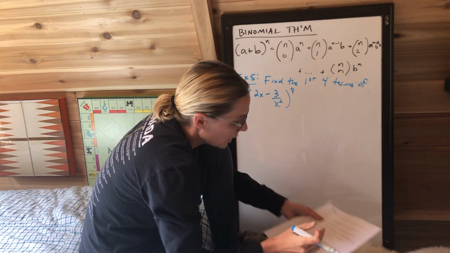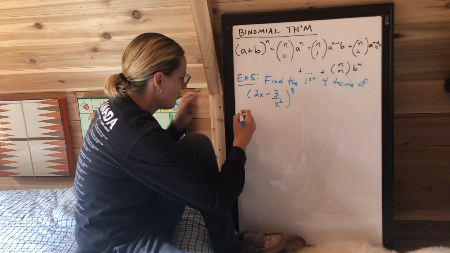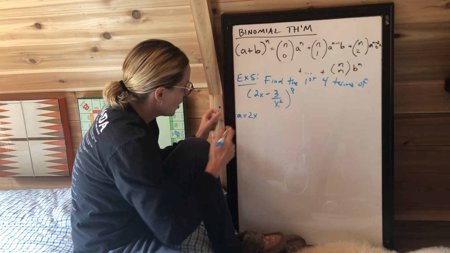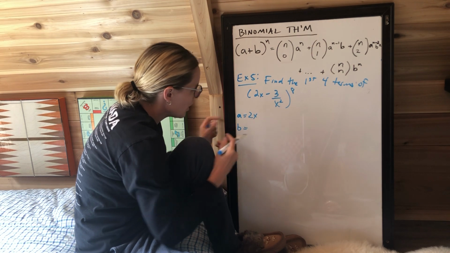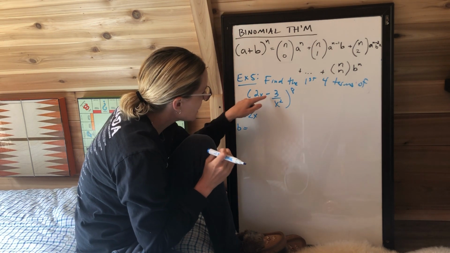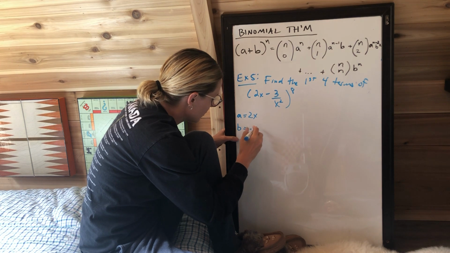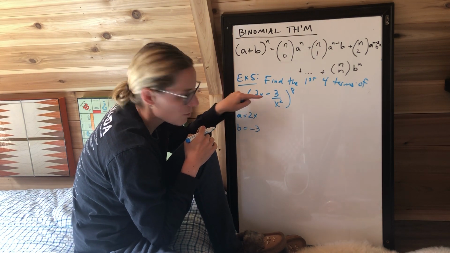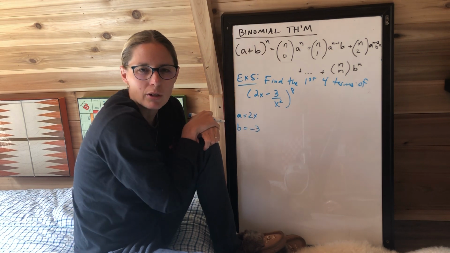So there's a couple sort of ugly things about this one. First of all, let's assess that our a value is 2x. Our b value, and this kind of encompasses everything, so it's good, is a negative, so be aware of that. It's a negative. So you have to include that negative. Negative 3. Now we can write it as 3 over x squared, but it's easier if you get rid of the denominator.